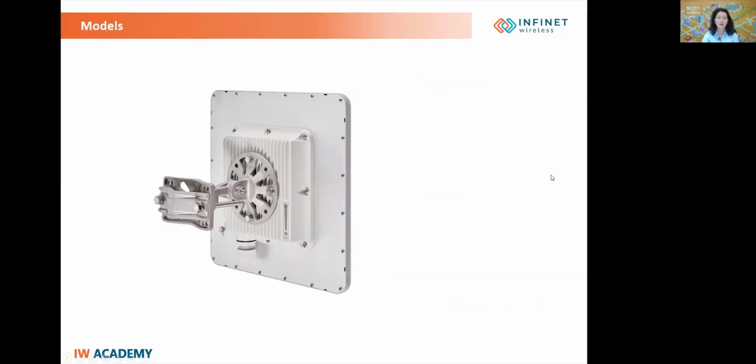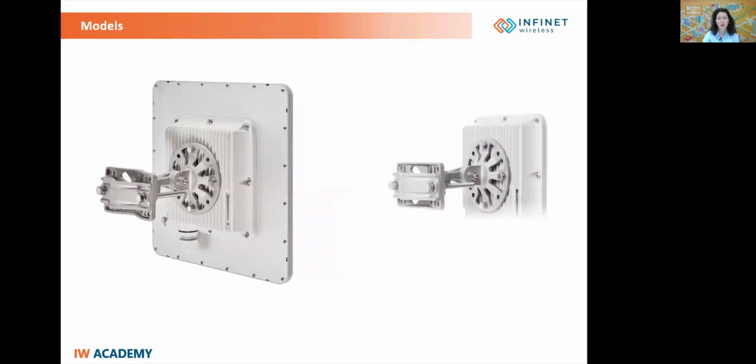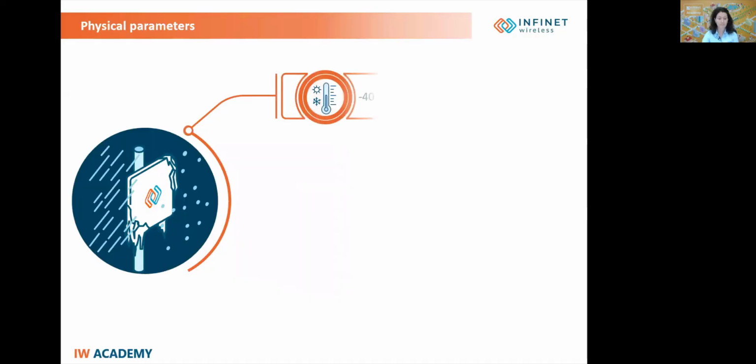We can now see the Q523 model with an integrated antenna of 23 dBi gain. The other model is Quanta 5e, the connectorized version, where an antenna has to be connected using the N-type connectors. The units are compact and have a small form factor that allows easy integration in any setup and scenery.